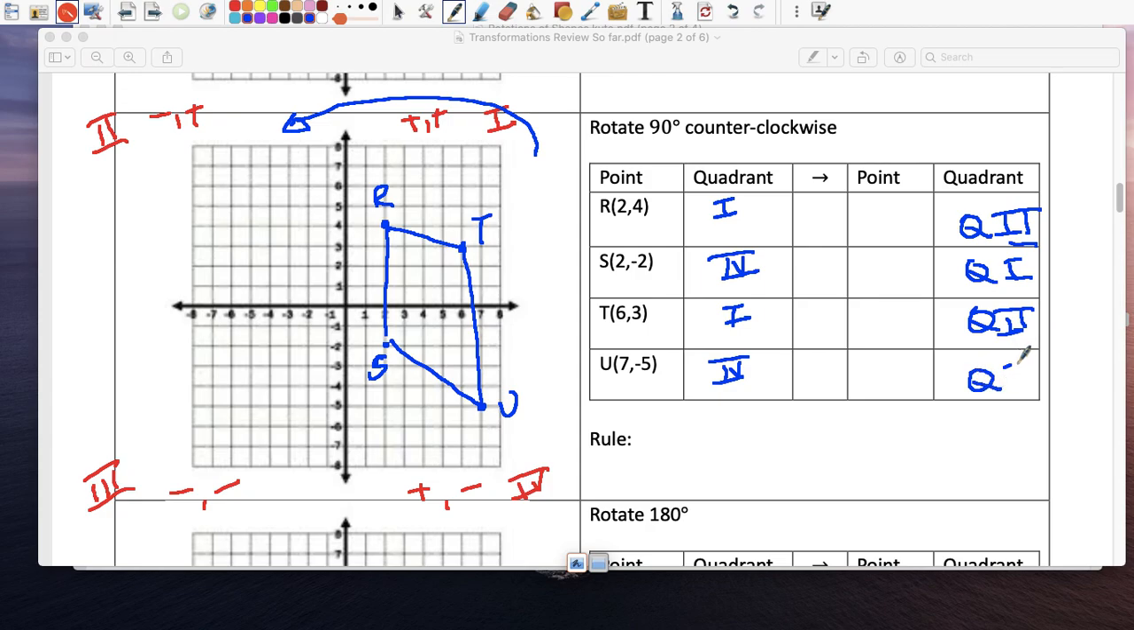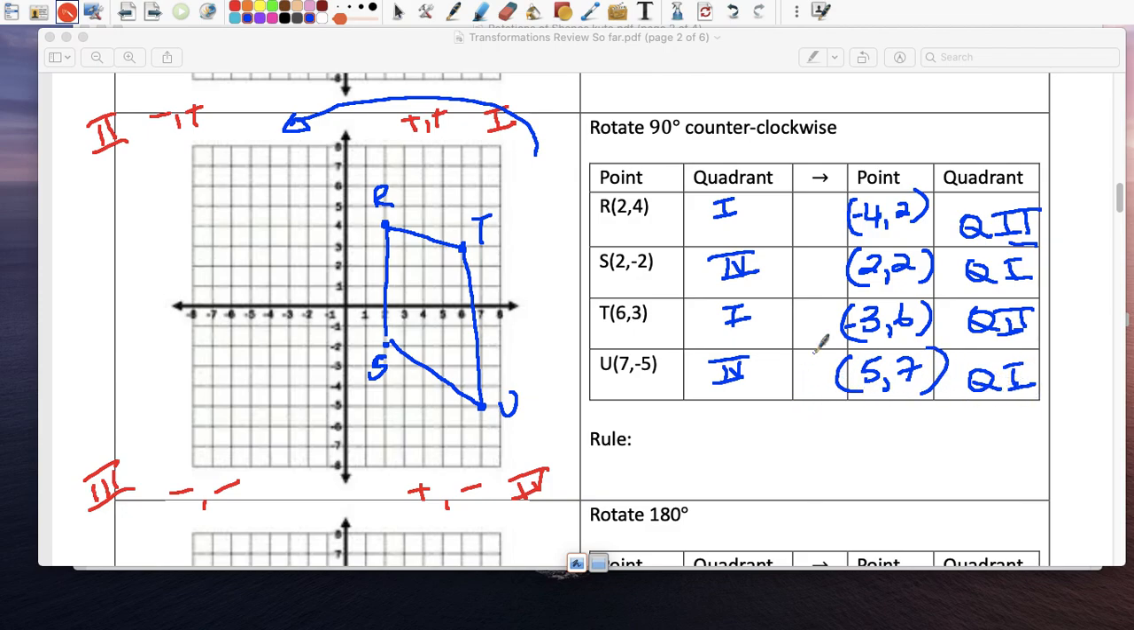All right, so let's make the change. 2, 4 will become 4, 2. We switch the numbers once, and in quadrant 2, x is negative. Done. 2 and negative 2 is going to be 2 and 2. In quadrant 1, everybody's positive, so I'm done with that. 6 and 3 switch positions and become 3 and 6, and in quadrant 2, x is negative, so negative 3. And then U, 7 and negative 5, becomes 5 and 7, and they both land in quadrant 1, where everybody's positive.